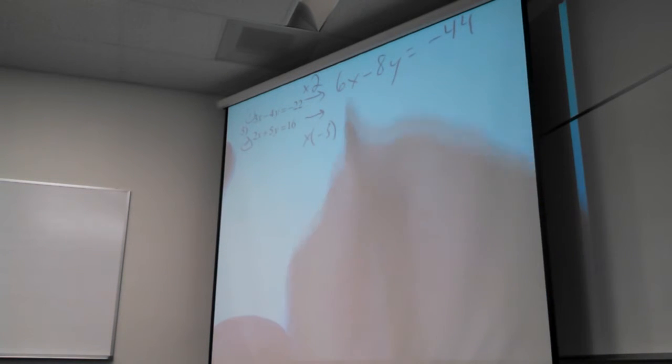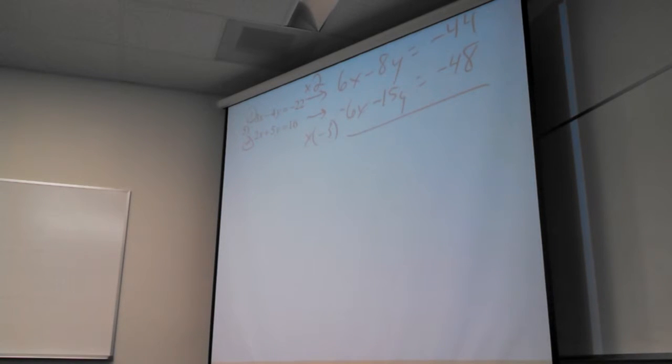Because I want these to be opposite signs here, right? So negative 3 times 2x is negative 6x. Negative 3 times 5y is negative 15y. Negative 3 times 16 is negative 48. So if I multiply them by 2 and 3, then the 6x's would be the same sign. They would not cancel when I add them together. That's all there is to it. You just want to make sure it's the same number but different signs.